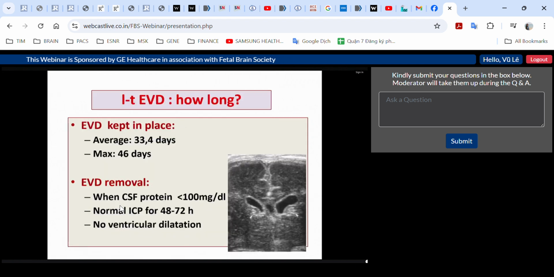The EVD was maintained for a long time, no less than 1 month, with a maximum of approximately 45 days, until normalization of CSF parameters, intracranial pressure, and ventricular volume. Once these results were obtained, we then proceeded with the rebalancing test and indicated the removal of the external ventricular drainage without the placement of a shunt or the implantation of a definitive shunt.